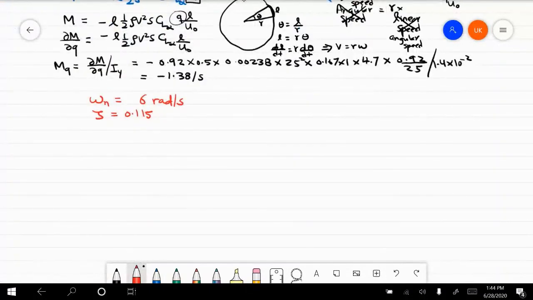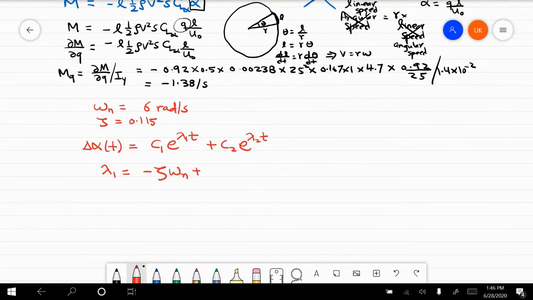So we know that this angle of attack as a function of time, our equation is written for the change in the angle of attack. So that's why instead of writing x as a function of time, I'm writing angle of attack as a function of time, is going to be equal to c1 e to the lambda 1 t plus c2 e to the lambda 2 t, where lambda 1 equals minus zeta omega n plus i omega n square root of 1 minus zeta squared, and lambda 2 equals minus zeta omega n minus i omega n square root of 1 minus zeta squared.